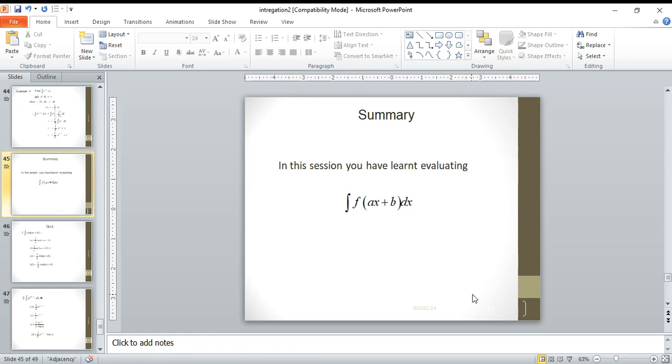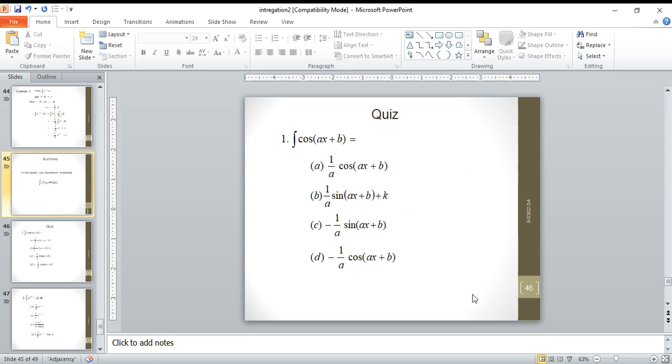Summary. In this session we have learned evaluating integration of f of ax plus b dx and its formulas. Integration cos of ax plus b: the integral of cos x is sin x, and here the x coefficient is a, so we divide by a. Sin of ax plus b by a plus k. So b is the correct answer.